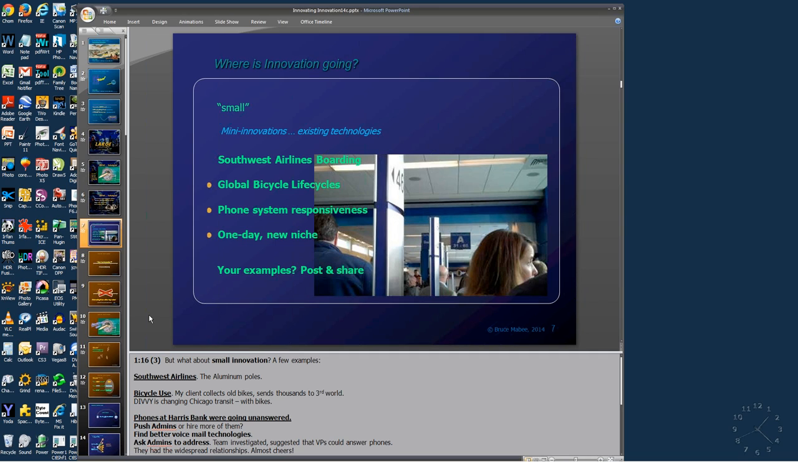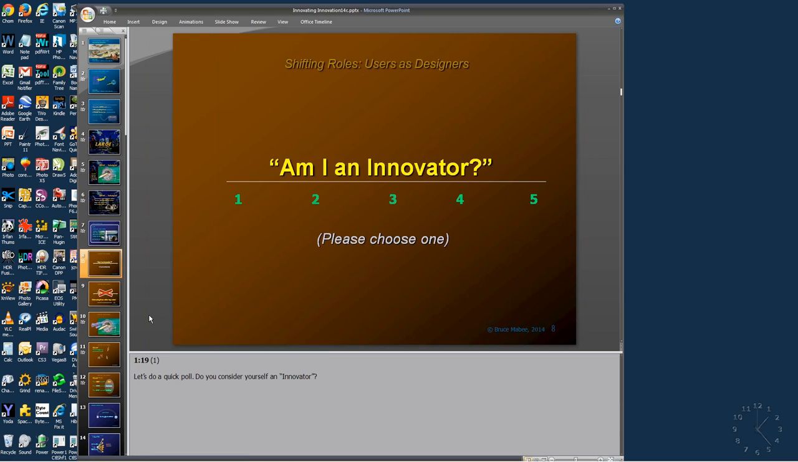If you have examples of other small types of innovation, I would appreciate if you start posting them. We may not get time today to look at what you're posting, but if it's up there, we will be able to read each other's posts, and I have a hunch that you are seeing small just like I am.